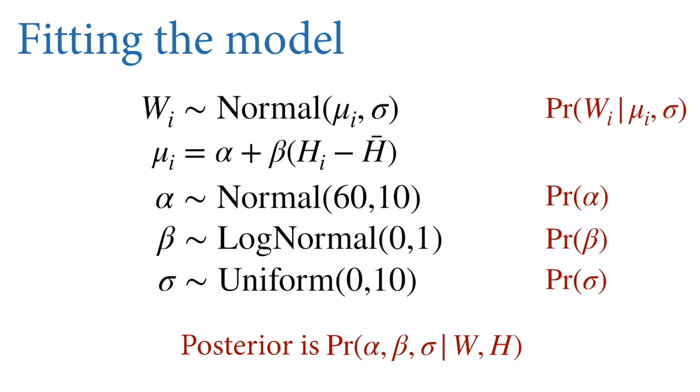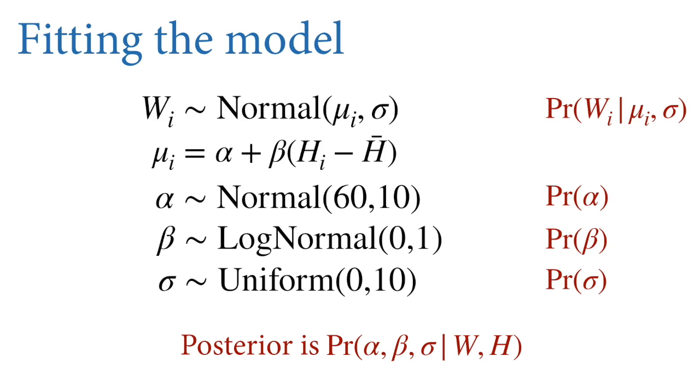So the top line, the probability of W sub I conditional on the mean mu sub I and sigma, the normal distribution gives us the relative number of ways each weight value could be realized given a particular mean and standard deviation. And then there's the equation for mu, which is not a probability statement in and of itself, it's just embedded in the first line.